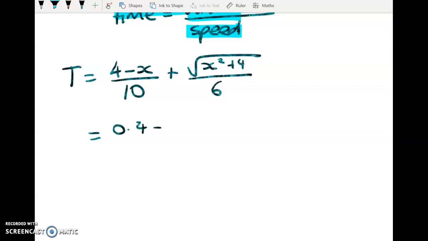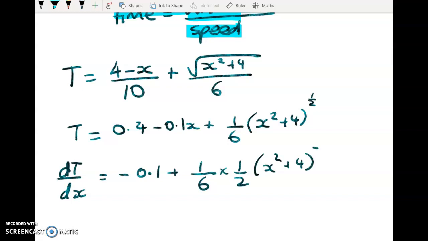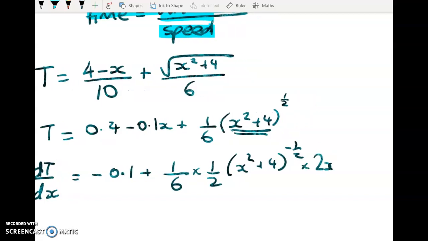We get 0.4 minus 0.1x plus 1/6 times x squared plus 4 to the power of a half. So that's t. I'm going to differentiate with respect to x to find a minimum, which is going to give me negative 0.1 plus, right, now chain rule carefully here, 1/6 times 1/2 of x squared plus 4 to the negative 1/2, and now differentiate your inside function, which is 2x. And we want that to equal 0 for a minimum.